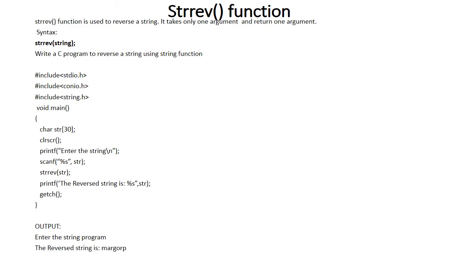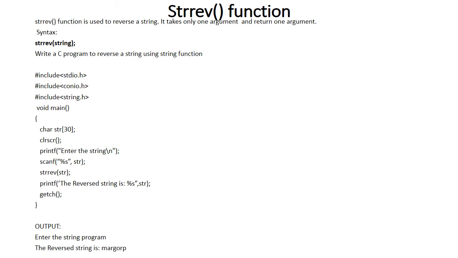So we declare a character array as str of 30, and we get the input using scanf statement as %s, the format specifier, and the string as str. Next we use the string reverse command to reverse the given string as strrev, within bracket the given string str. So the output would be printed as the reverse string is followed by str.